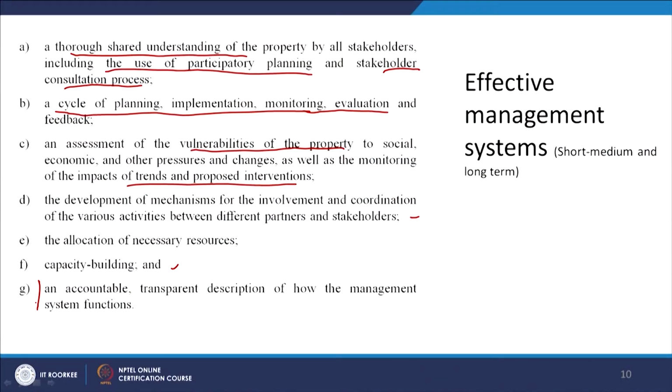The last one is very important: how to set up an accountable and transparent description of how the management system functions, because there are no hidden agendas behind it. It should be transparent and everybody is accountable for what they are doing and how they are doing it, what the resources allocated are, how they have been distributed, and how they are functioning.